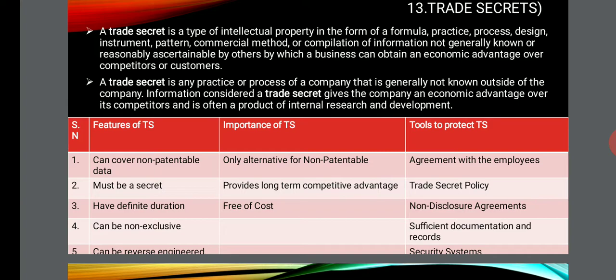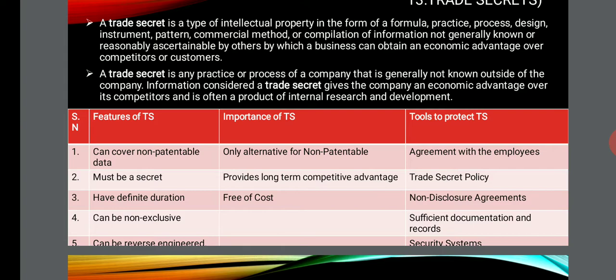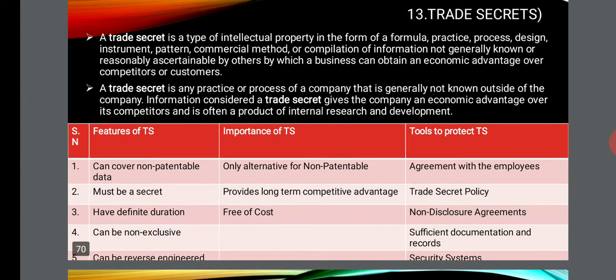Now, what are the features of trade secrets? Can cover non-patentable data, definitely. Must be secret. Have definitive duration. Definite duration is to be there. Can be non-exclusive. It can be reverse engineered, definitely, because it is through internal research and development, so it can be reverse engineered as well. Importance of trade secrets: only alternative for non-patentable.